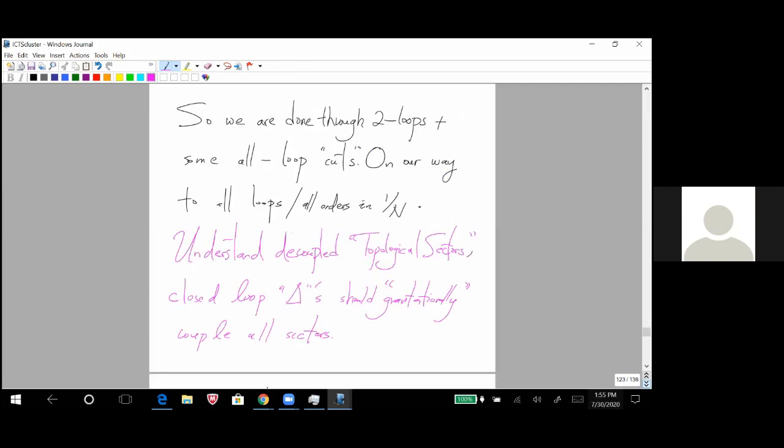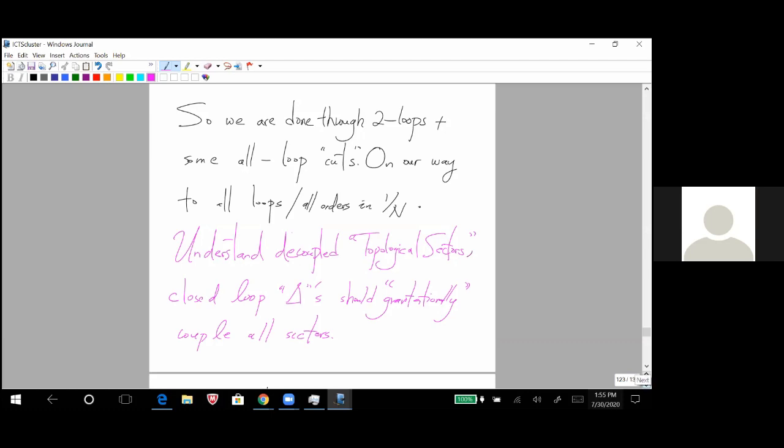Well, there's a strategy for what to do for any surface, any number of loops, all orders n1 over n, which is to understand these decoupled winding sectors, or these topological sectors. Think about their kinematical spaces privately, and then make them talk to each other by using these deltas that are closed loops on the surface. These deltas need to somehow couple all these winding sectors, all these topological sectors that would not otherwise interact with each other. So in this way, again, we sort of gravitationally couple all the sectors together. So that's the basic strategy.